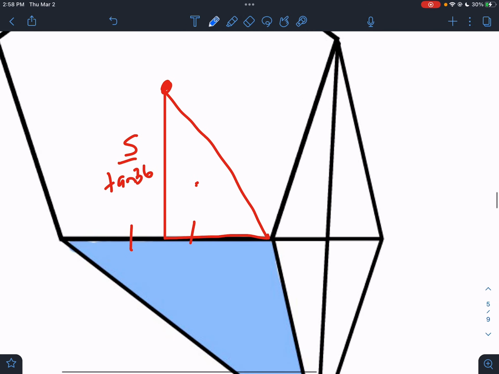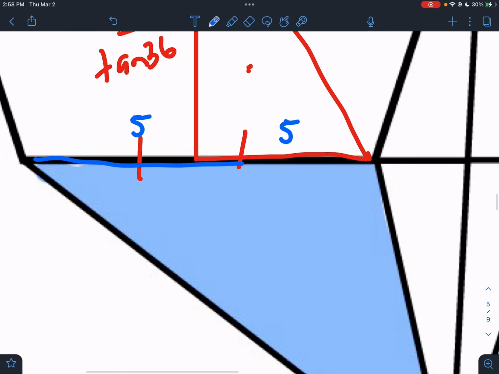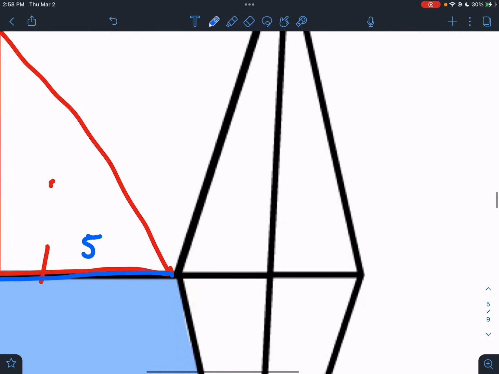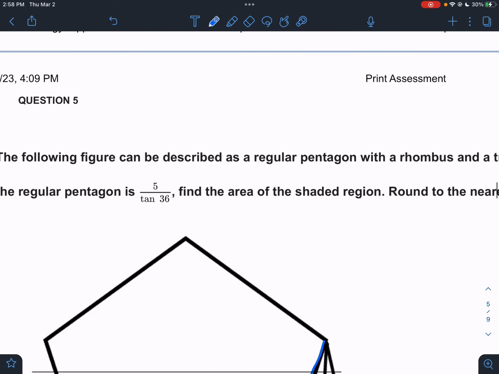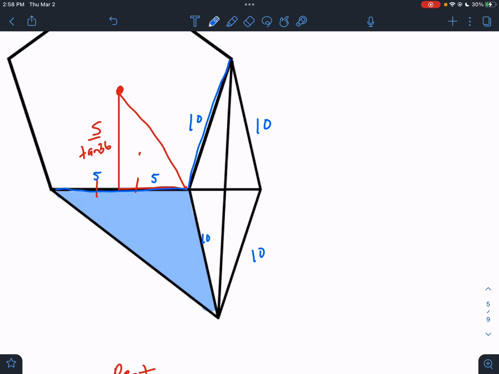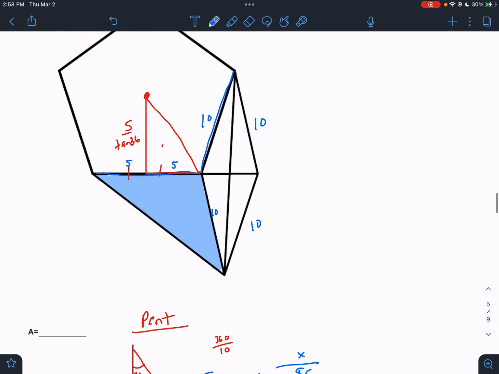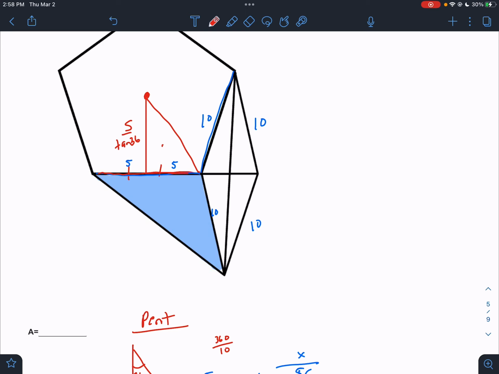But that's not the question. We know that this is 5, which makes this 5. So this entire side is 10. That means that every side is 10, so that's 10. They told us that that shape is a rhombus over here. So now all of these are 10. So we got a lot of 10s. Our goal is the area of this triangle, so we got to focus real hard on the triangle.